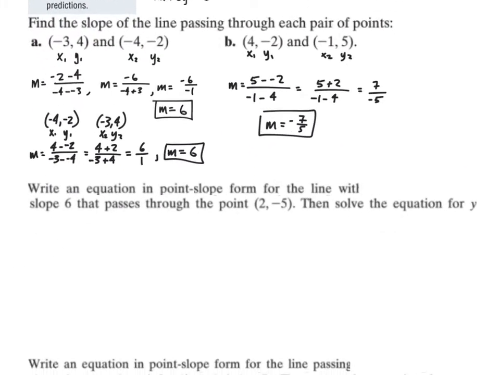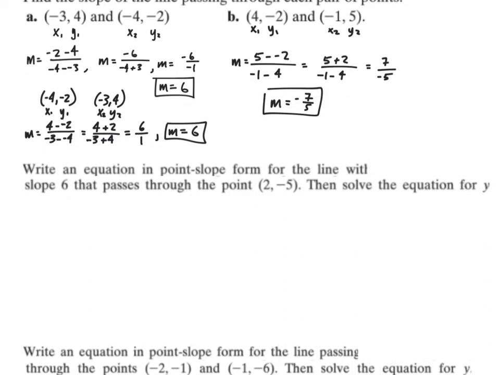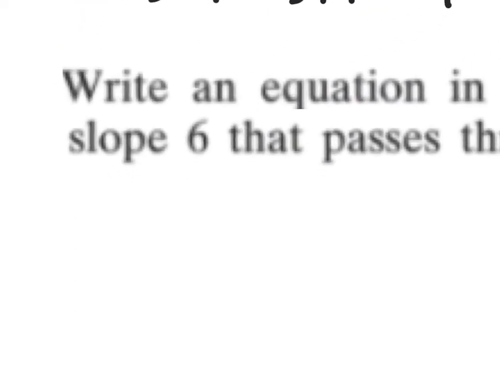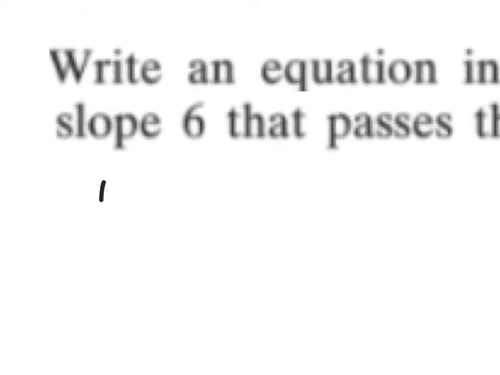Now on this one, it says write an equation in point slope form for a line with a slope of 6 that passes through the point (2, negative 5), and then solve the equation for y. So here's what I know. I want to use point slope form.